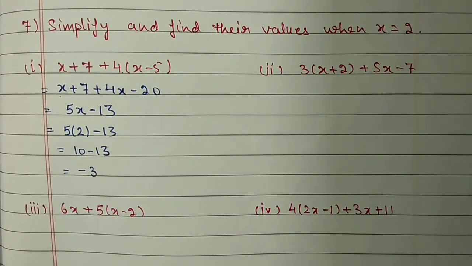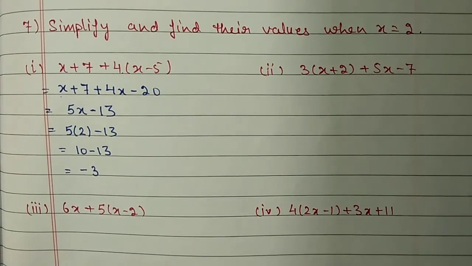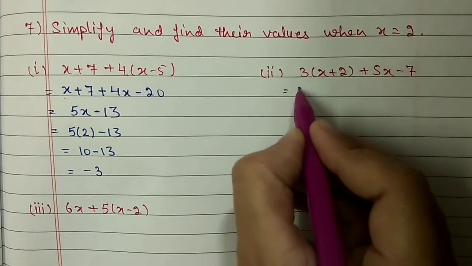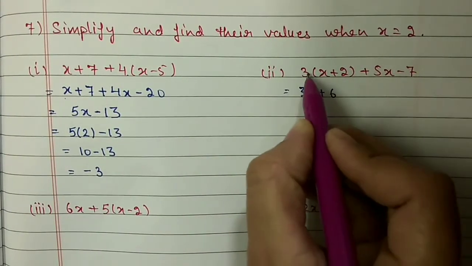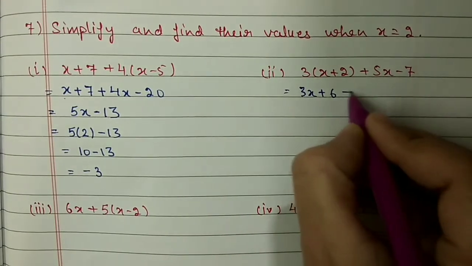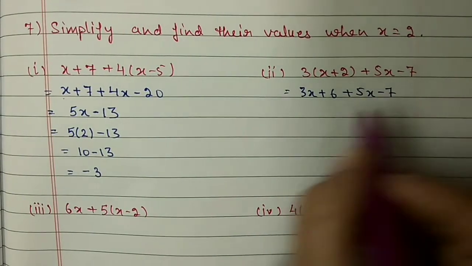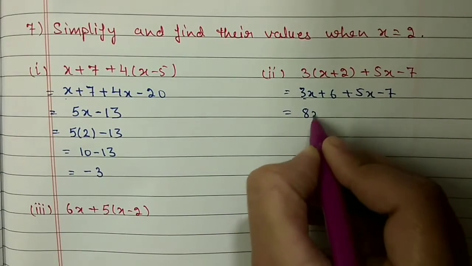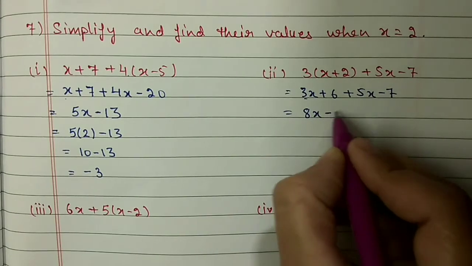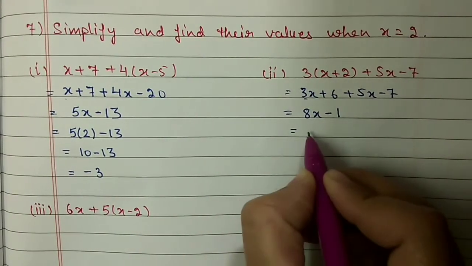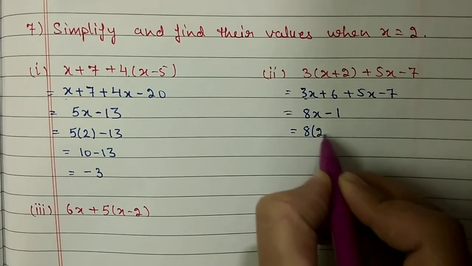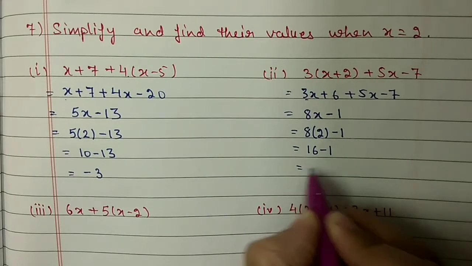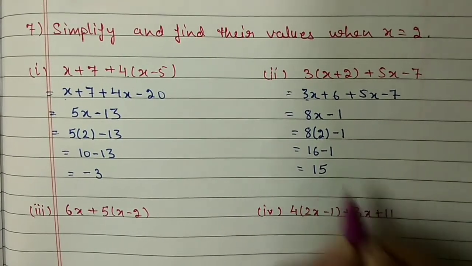Seventh, second part, 3 into x plus 2 plus 5x minus 7. So first we will multiply this 3 inside the bracket. We will get 3x plus 6. 3 into 2 will become 6, and this thing will be as it is, 5x minus 7. Now 3x and 5x we can simplify. 3 plus 5 will become 8x, and 6 minus 7 will become minus 1. After this we can substitute the value. 8, x value is 2, minus 1. 8 into 2, 16 minus 1. 16 minus 1 is equal to 15.